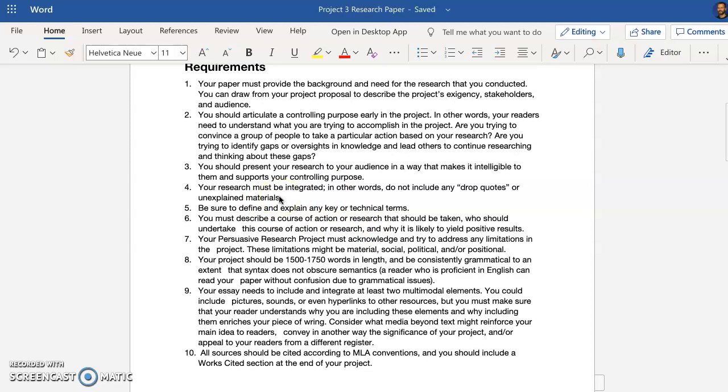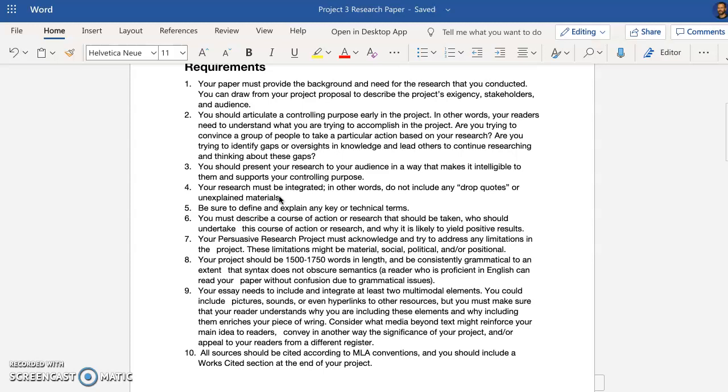4, your research should be integrated. In other words, not include any drop quotes or unexplained materials. Okay, so the rule for this is you really want to have 2 or 3 sources in the same paragraph, and they're all talking to each other. Maybe they're reinforcing each other. Maybe they're agreeing with each other. They don't have to be disagreeing. But have individual paragraphs where you're like, okay, here is an idea that people are arguing about. Here's what A says. Here's what B says. Here's what C says. I think it's more like something else because X, Y, Z. So that's kind of a structure of a paragraph, a sketch of a structure that you might consider.